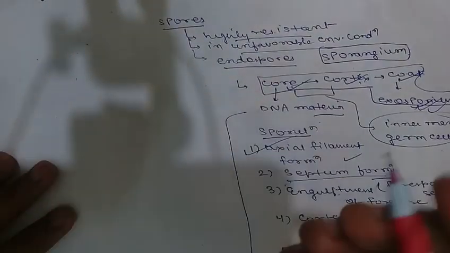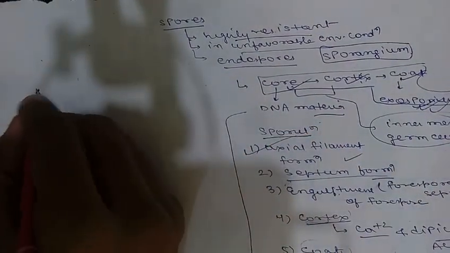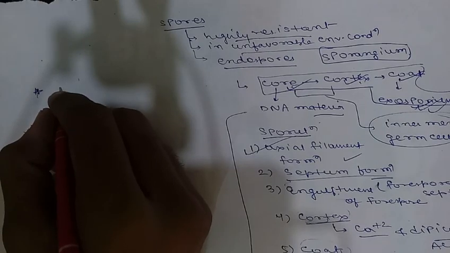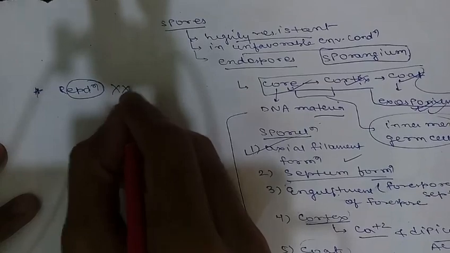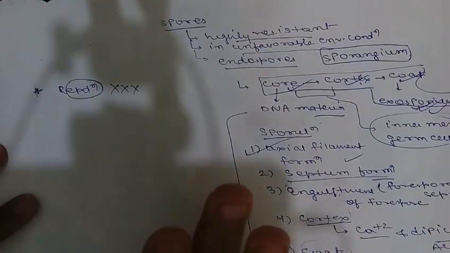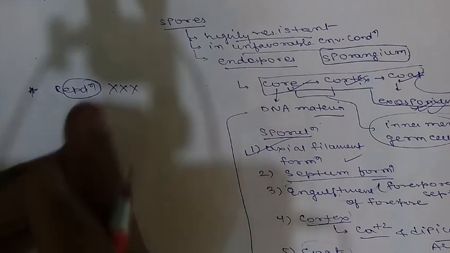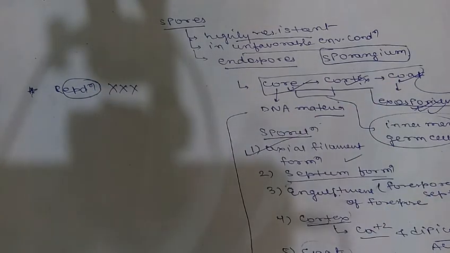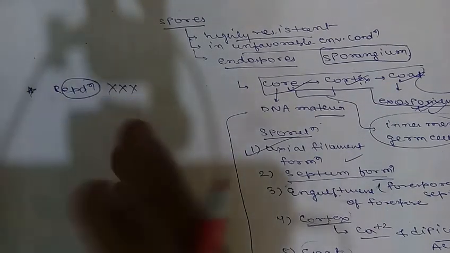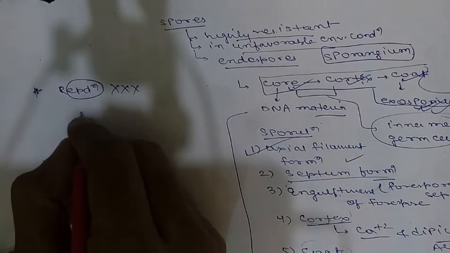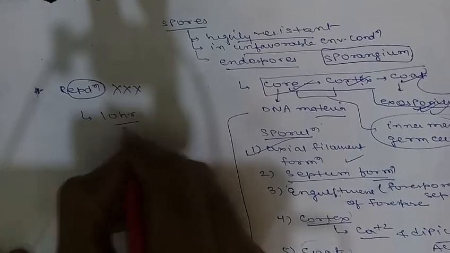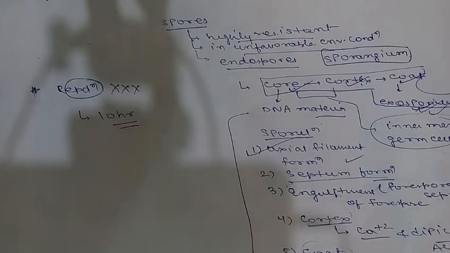Now some important points about sporulation. First, it is not a method of reproduction. Mind it, sporulation is not a method of reproduction, because the bacteria do not divide during sporulation. Clear? Sporulation commences only when growth ceases due to lack of nutrients, and it is a complex process which takes almost 10 hours. So this is about sporulation.